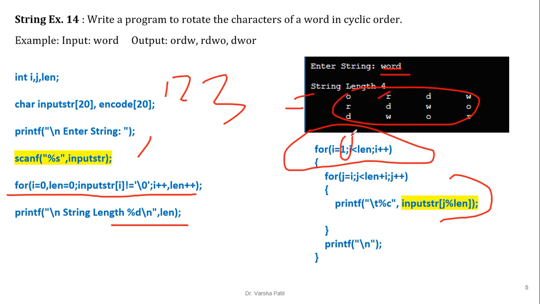But if you want to start with 0, you can start with 0. At that time you require to make length minus 1. So based on that condition you can write it down. Now this is the important loop and this is the heart of the program. Here the program is going into the loop 3 times, and 3 times it will print.